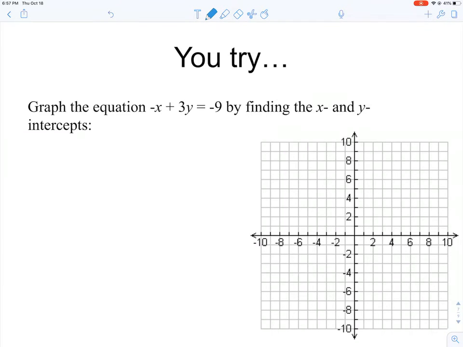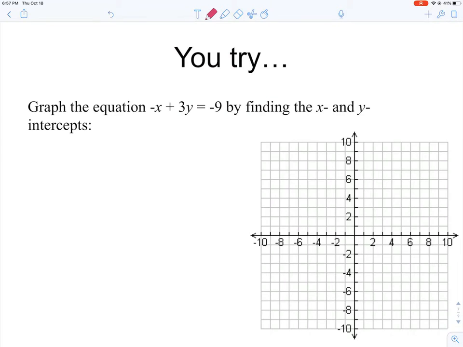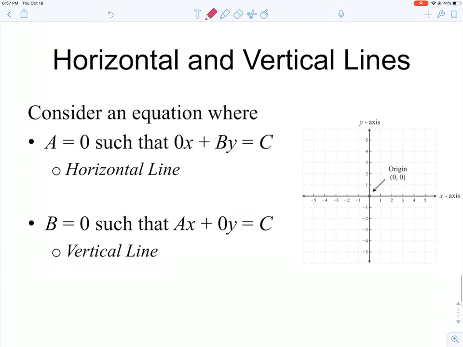Okay, here's a U try. This equation is technically not in strict standard form because of the leading coefficient of negative 1, but because both variables are on one side of the equation, we consider this to be in a kind of non-strict standard form. So I'm going to leave that for you guys as a U try.